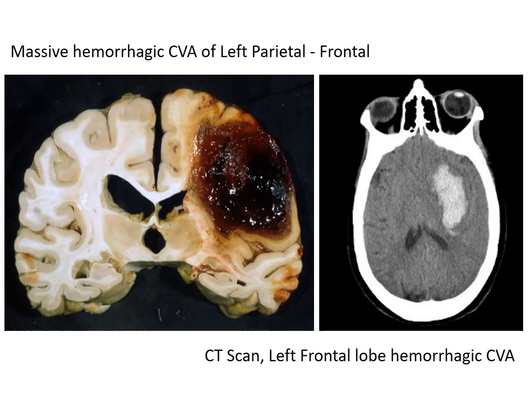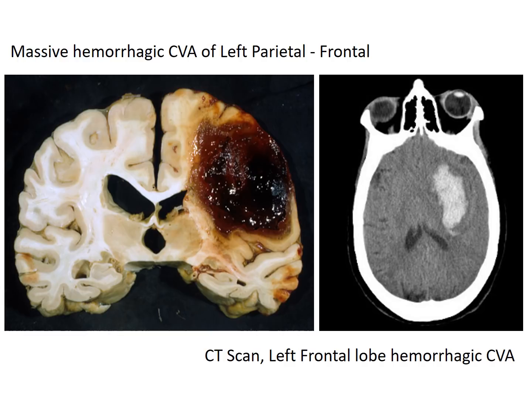Here's a hemorrhagic stroke in a postmortem section. This is obviously a massive hemorrhagic stroke. Again, this is in the left frontal parietal lobe. I hope you can differentiate that as being frontal parietal. You can also see some hemorrhage in the temporal lobes as well.